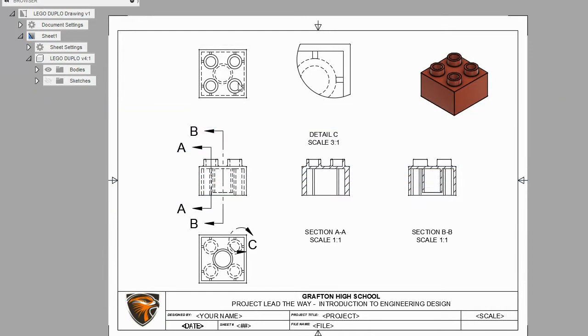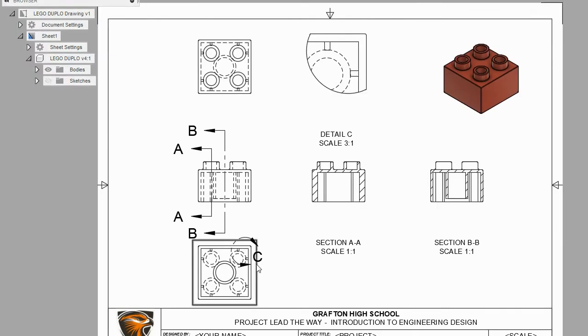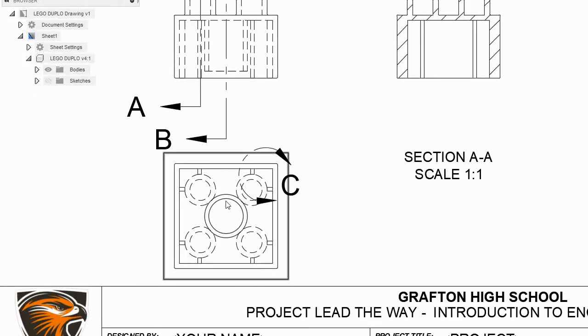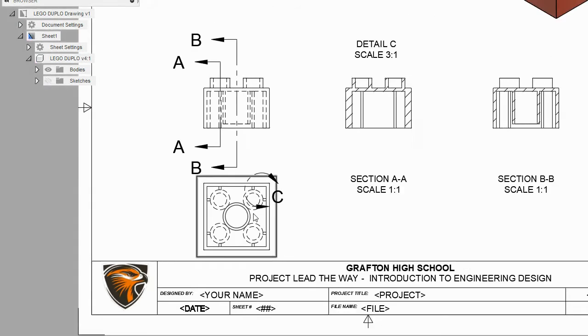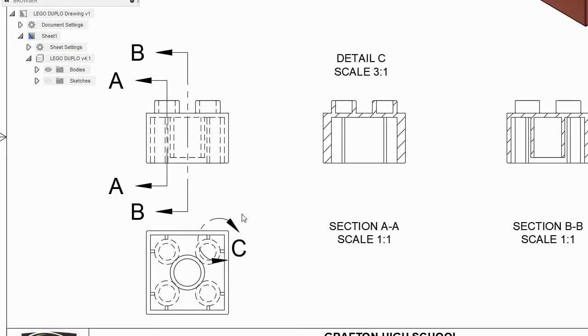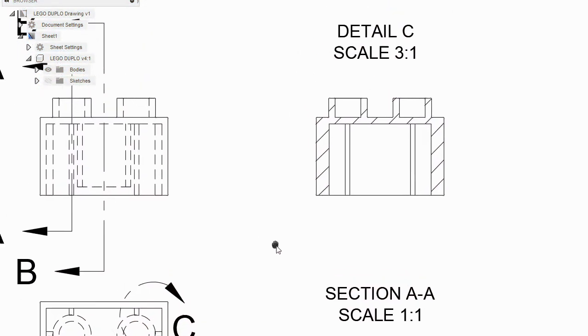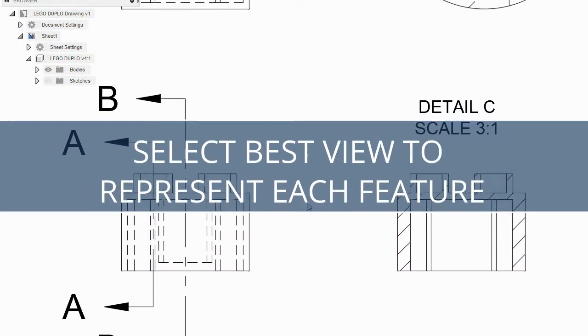In the top view, we have the 4 small cylinders with the hollow shell on the inside. We also have the cylinder that has the hollow shell inside on the bottom. We also have the 8 little webs on the inside bottom. And we also have the overall shell itself. So we have 4 features. We need to select the best view to represent each feature.